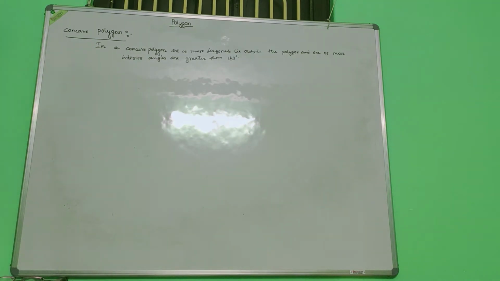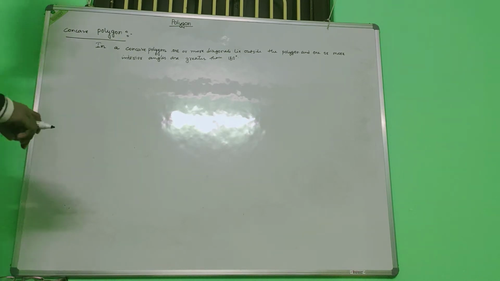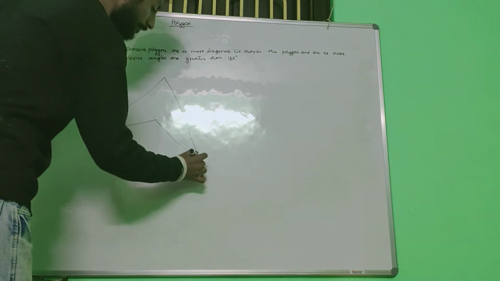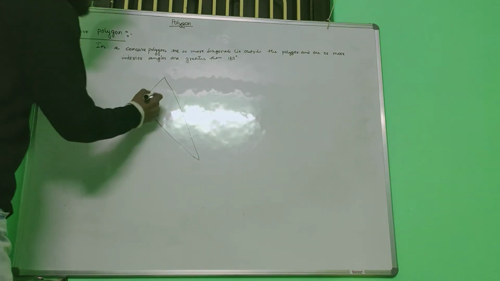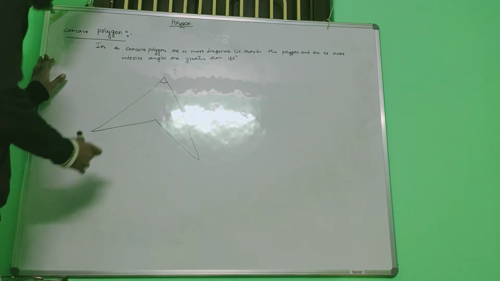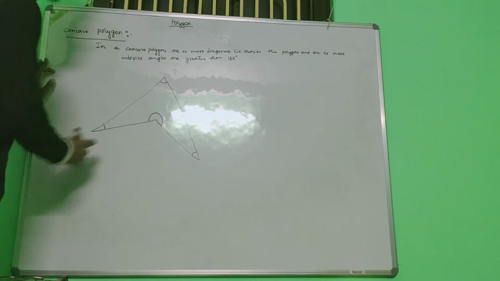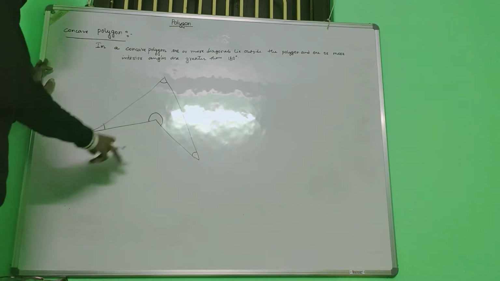Now we will show you concave polygon. In the concave polygon, you can see over here, it is written that one or more diagonals lie outside the polygon. Suppose we draw this kind of polygon. You can see over here, this one is less than 180, but the interior angle of this one is not less than 180. It is a reflex angle. It is supposed to be more than 180.